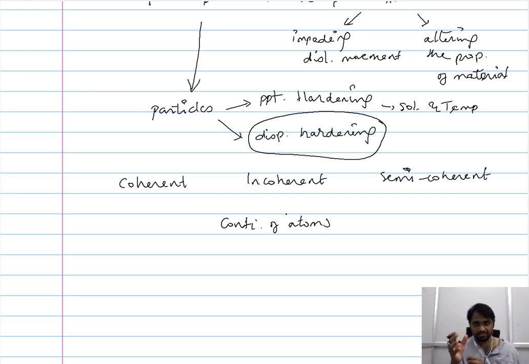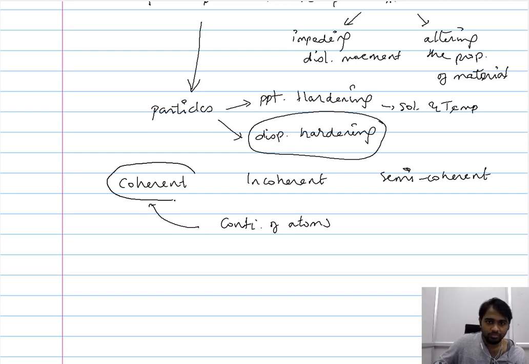So you have an interface that separates 2 different phases. The particle and the base metal is separated by an interface. Now, if you consider tracking the continuity of atoms across the interface, then based on that, you will be able to distinguish the interface that separates 2 different phases. When it is possible for us to track a continuity, then you end up having a coherent interface.